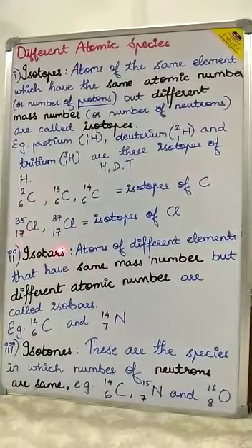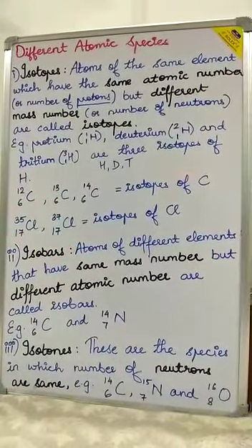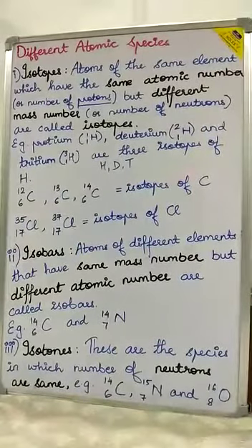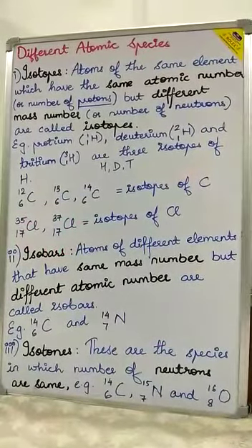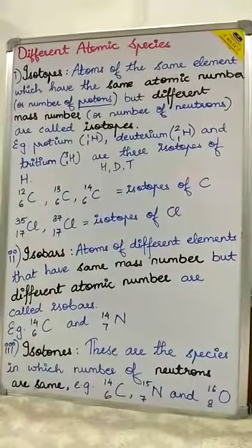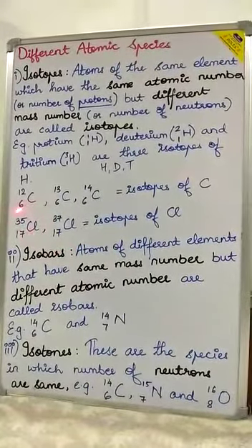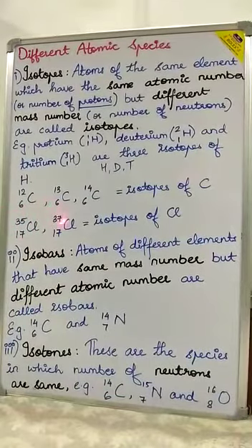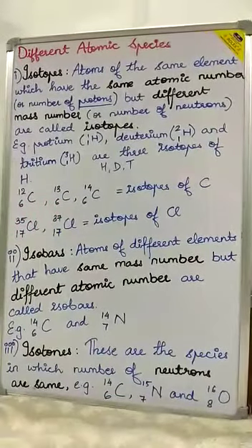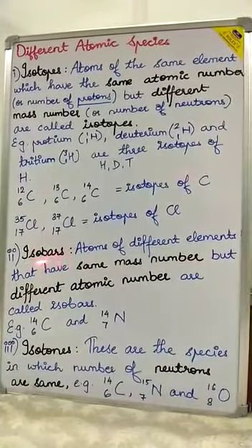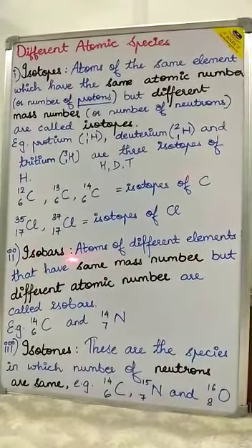Coming to the example of chlorine, isotopes of chlorine. You can see that their number of electrons or atomic number is the same. What is different, students? Mass number. Here it is 35 and here it is 37. So the number of neutrons is different. Coming to the second term, isobar.